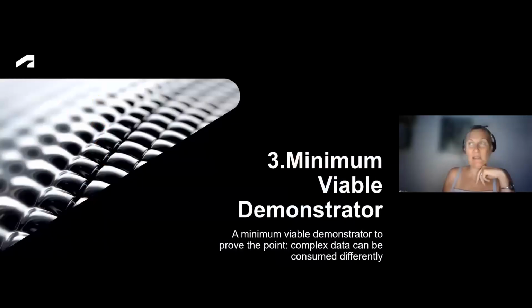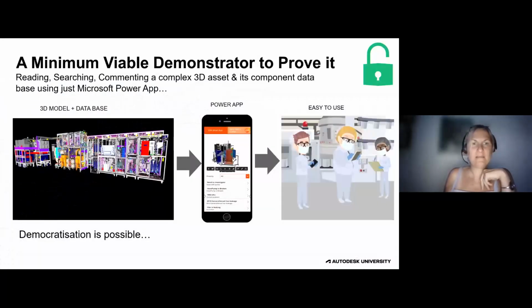Right. So section 3 now, minimum viable demonstrator. A minimum viable demonstrator to prove the point that complex data can be consumed differently. So with the help of Autodesk, and thank you, Shaquille, and Microsoft, we started to wrap our heads around the information waste that we talked about at the beginning, and how to democratize 3D data consumption. We believed that was a first limitation, and we wanted to break that barrier.